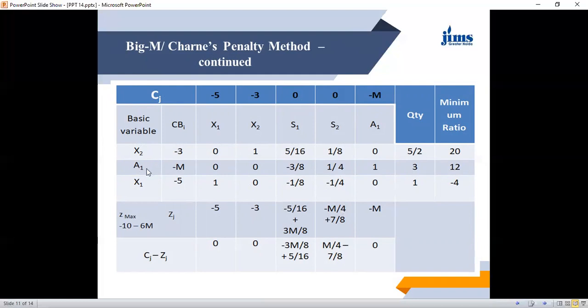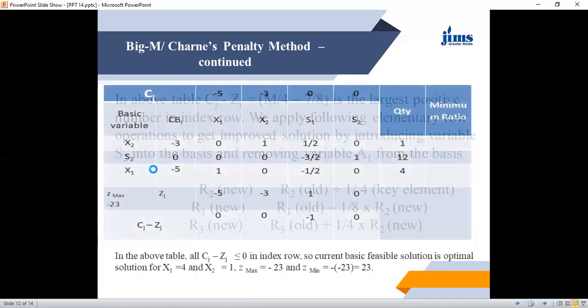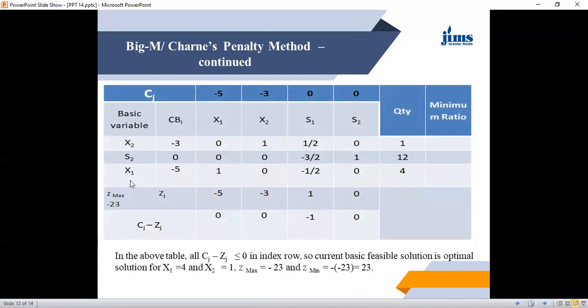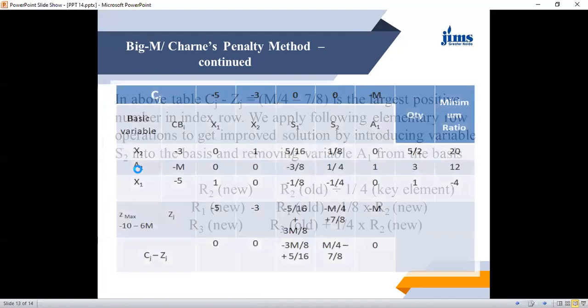When we replace A1, we delete this row and column also, because A1 will no longer appear again. So we say delete A1 for all practical purposes. In the next solution, what will happen? A1 will be replaced by S2, X2 will remain, A2 replaced by S2, so S2 and then X1. So see here: X2, S2 and X1.